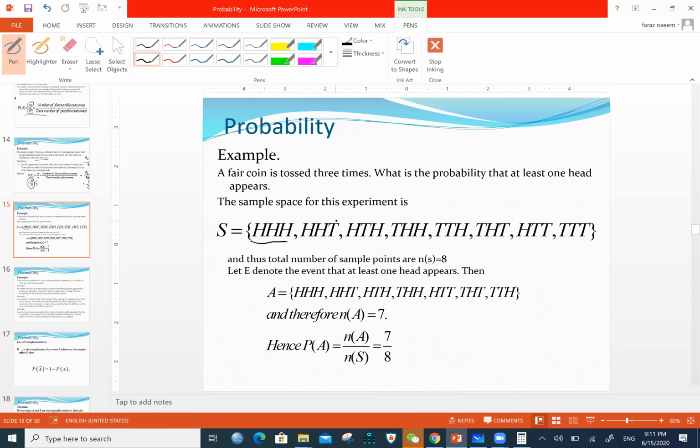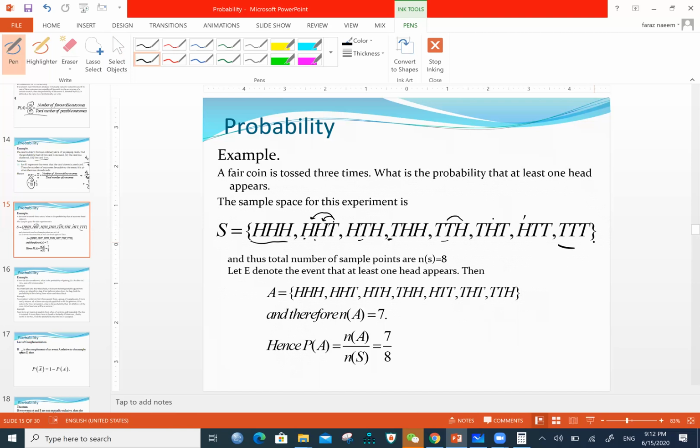Then we start from the tail: first 2 heads and then tail. Then we move this tail to the middle. You can see it here. Then we can move this tail to the first place. You can see it here. Now we start with the 2 tails and move the head. Head will come in the middle, then head will come in the first. Now the last option is we get all 3 tails. This is how we list down.